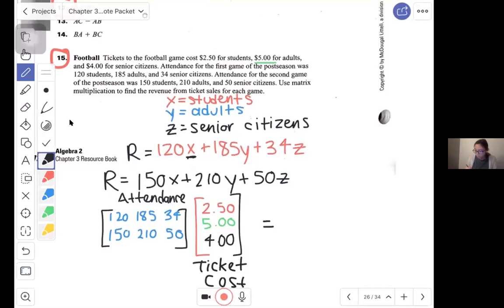So then when you multiplied those two matrices together, you would have 120 times 2.50, 185 times 5, 34 times 4. That would be the revenue for your first game. And you would do the same for the second game.